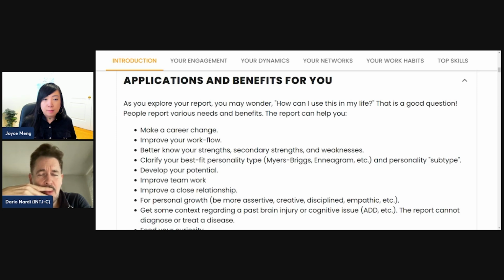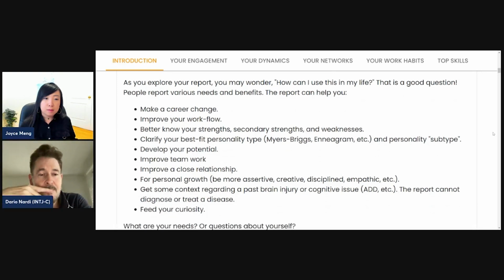And I would say one other thing is occasionally people come in and they have a diagnosis like ADD or ADHD, or they had some brain injury, concussion or something in the past. This doesn't diagnose or treat disease, but still it can provide useful information. And some people just come because they're curious and they want to know, and everybody else is doing it. So those are some typical application areas.